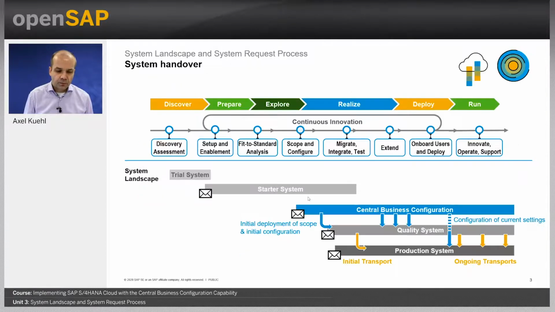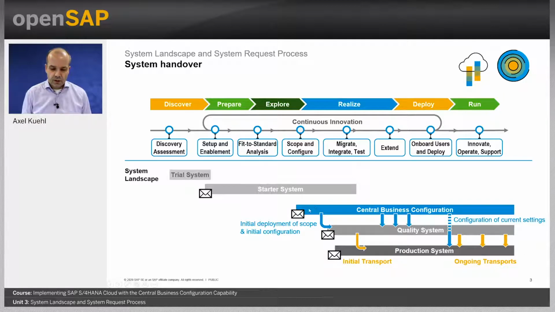Let's have a look now at the system handover. At the very beginning, you will receive a starter system with some handover mails. The central business configuration is deployed in parallel, and the handover mails for the central business configuration with the login credentials and the link are provided in parallel to the starter system. This will change in future, where the central business configuration will always be the first system handed over to the customer.